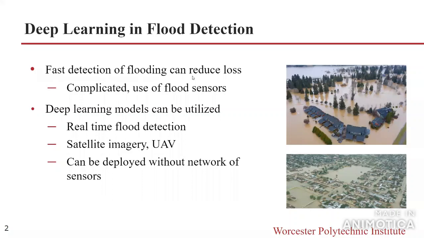Lately, deep learning has become more involved in flood detection. It shows promise of fast detection that doesn't require complicated infrastructure to be in place, such as flood sensors. We can simply use satellites or UAVs like drones to capture real-time shots and determine if there is flooding present.